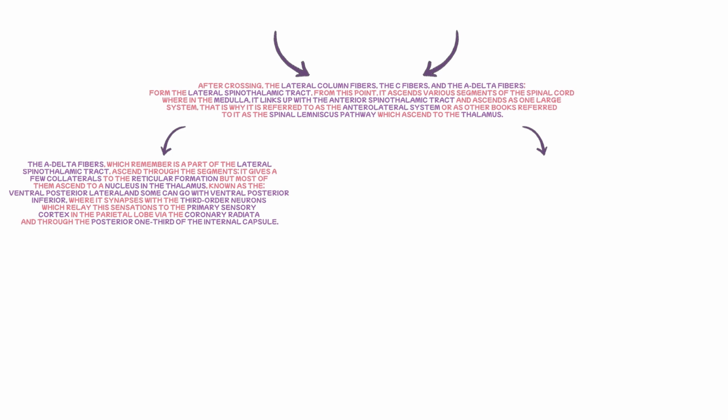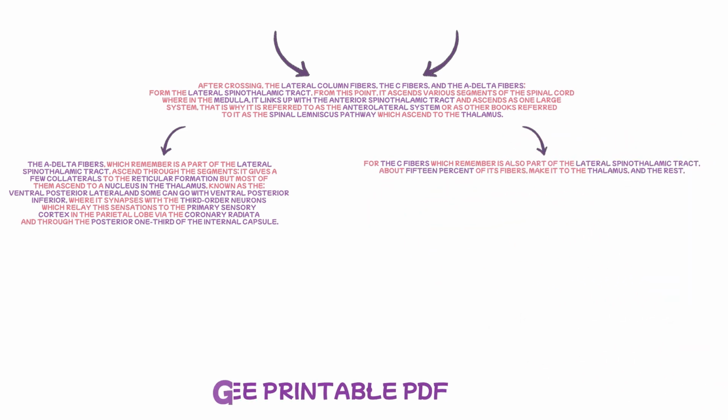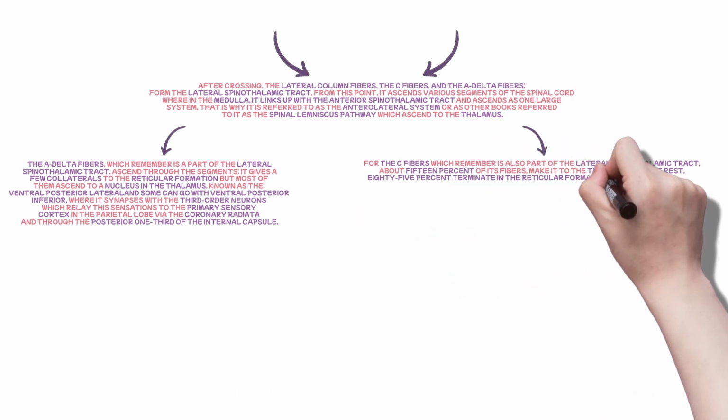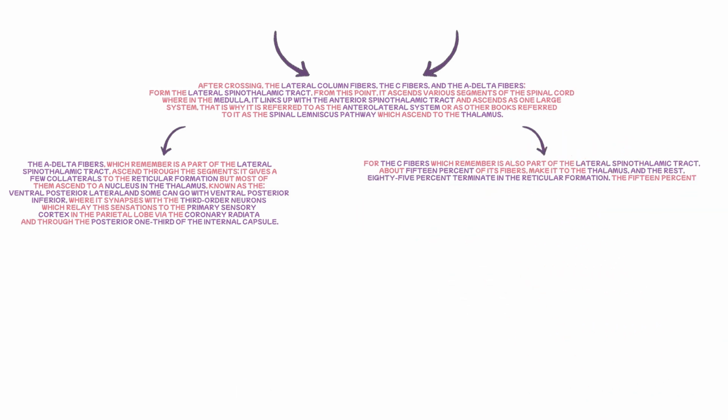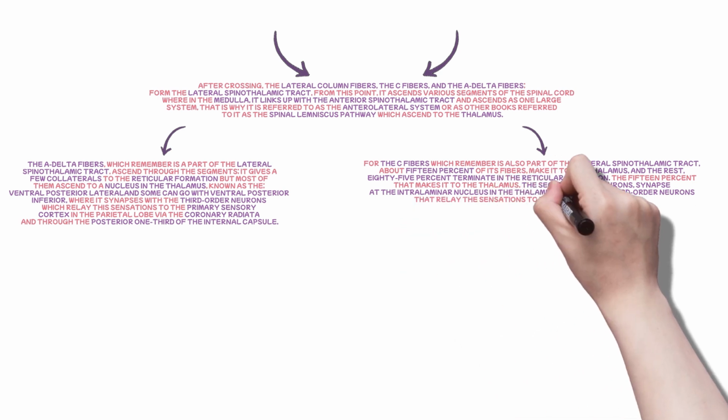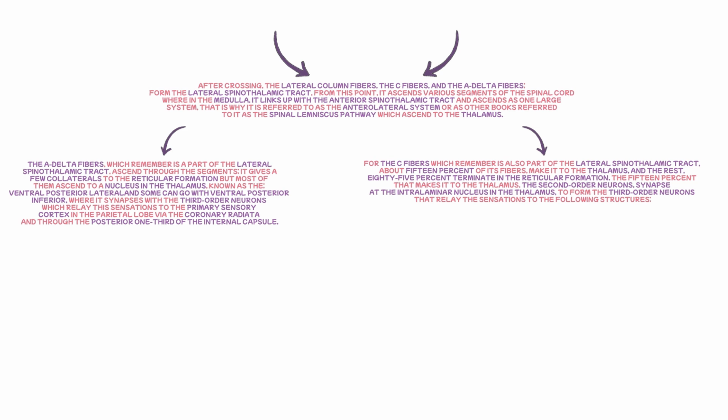So, this is where it gets interesting for the C fibers, which remember are also part of the lateral spinothalamic tract. About 15% of its fibers make it to the thalamus, and the rest, 85%, terminate in the reticular formation. The 15% that makes it to the thalamus, the second-order neurons, synapse at the intralaminar nucleus in the thalamus to form the third-order neurons that relay the sensations to the following structures.